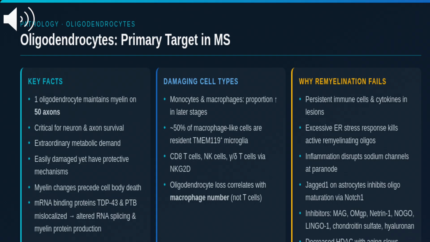The inhibitory factors blocking remyelination are numerous and overlapping. LINGO-1, NOGO, OMGP, MAG, chondroitin sulfate proteoglycans, hyaluronan, Jagged 1/Notch signaling, FGF receptor conflicts, and declining histone deacetylase activity with age. The complexity of these barriers explains why remyelination therapies have shown only modest effects in human trials. Blocking any single pathway is insufficient when many parallel inhibitory mechanisms exist.